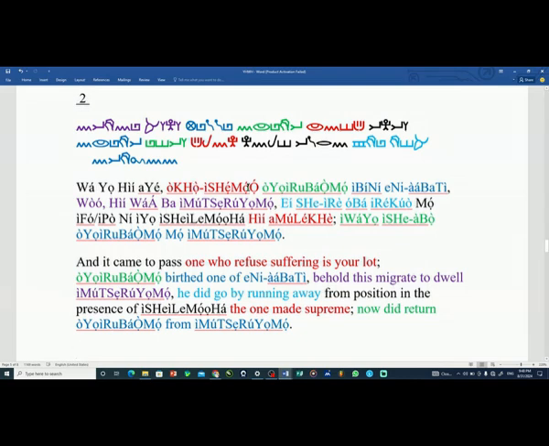Oko ishemo, oko ishemo. So this word was not really well interpreted in the English Bible that we have. Oko ishemo: one who refused suffering is your lot, or one who refused a suffered lot. That is, you can say a rebel, one who rebelled.